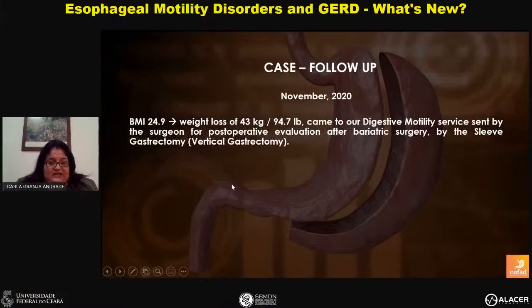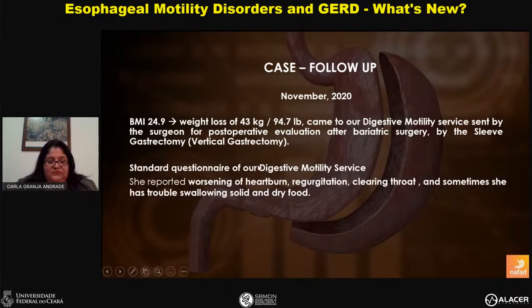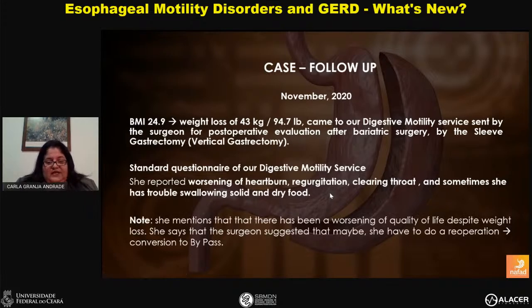But this patient did a sleeve gastrectomy, and then returned last month to our digestive motility service, showing great weight loss but complaining of worsening of the symptoms of GERD. She reported worsening of heartburn, regurgitation, clearing throat, and sometimes trouble swallowing solid and dry food. She mentions a worsening of quality of life despite weight loss, and says that the surgeon suggested that maybe she had to have a reoperation, a conversion to a bypass.